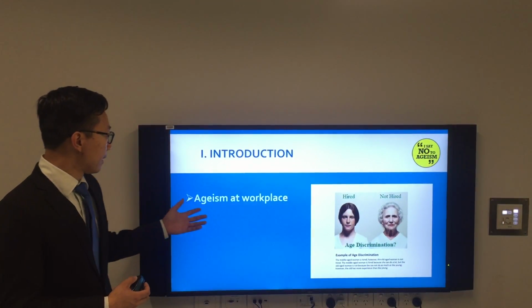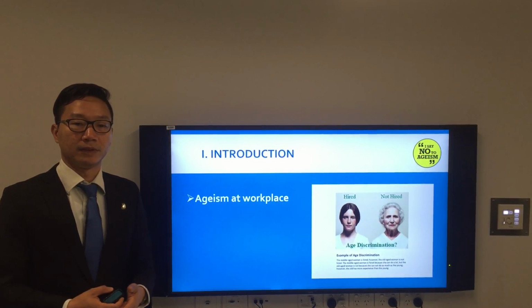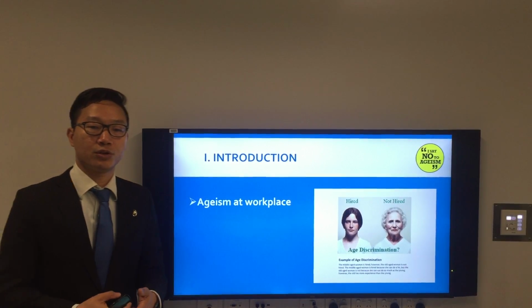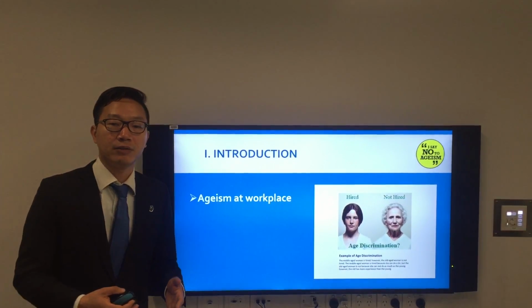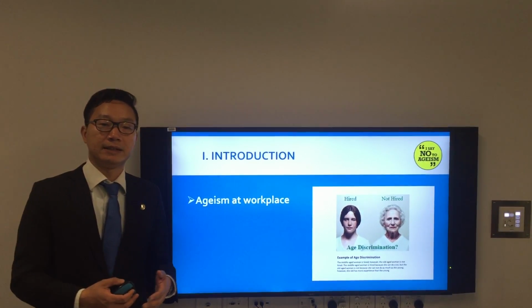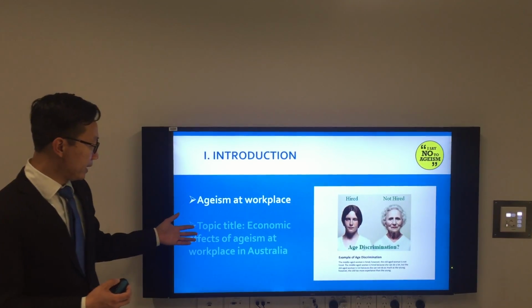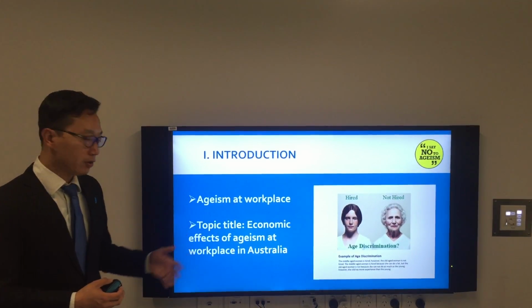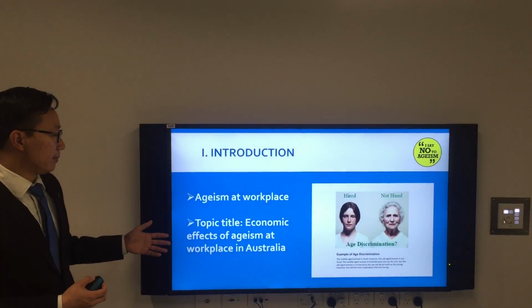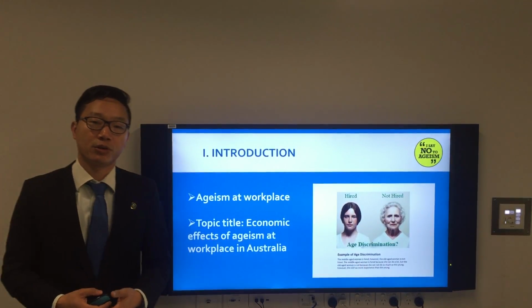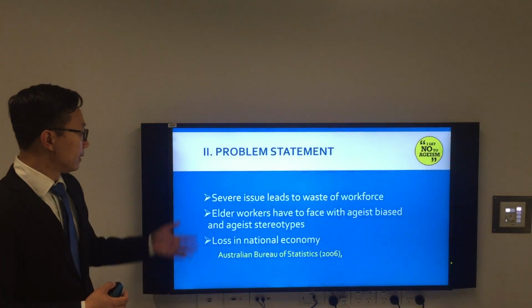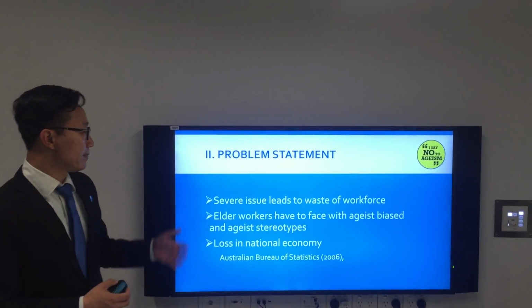Because of time and resource constraints, in this research I will focus on the effects in economy. So my topic title is Economic Effects of Ageism at Workplace in Australia. Now let's move on to the problem statement.